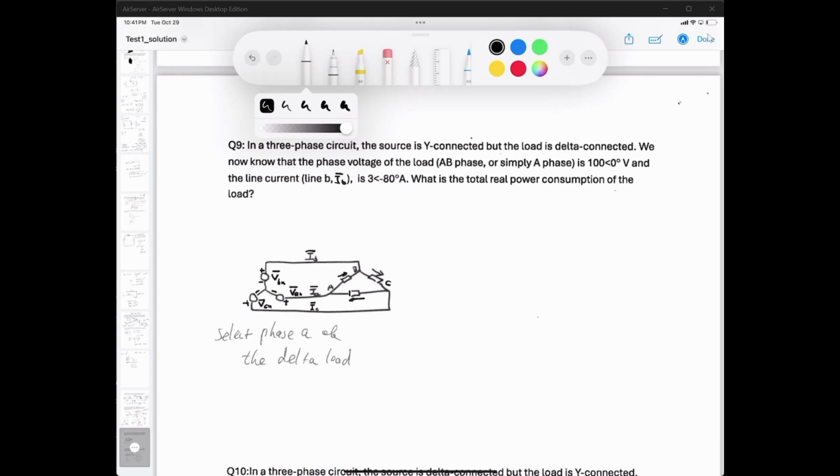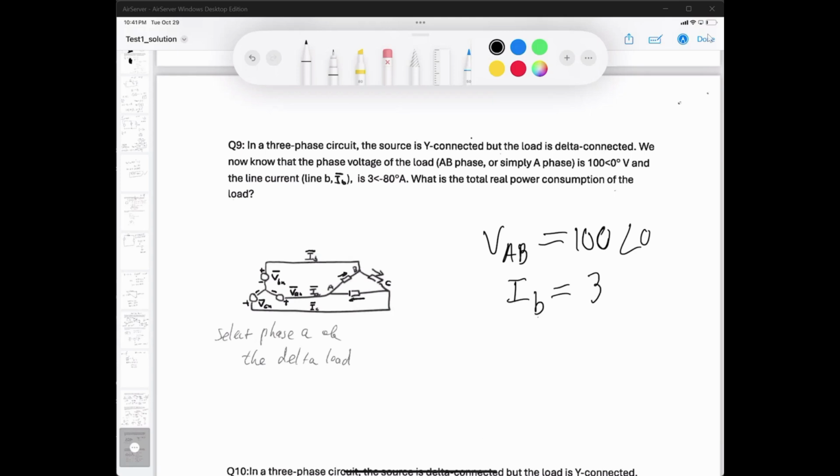Okay, so we have voltage across the load, A to B. VAB, or phase voltage across the load, is 100 with a phase of 0. And then we have the line current at line B, which is 3 with an angle of negative 80 amps.